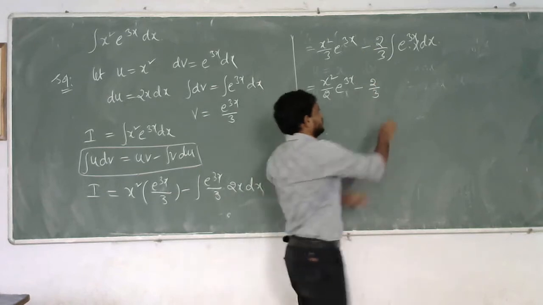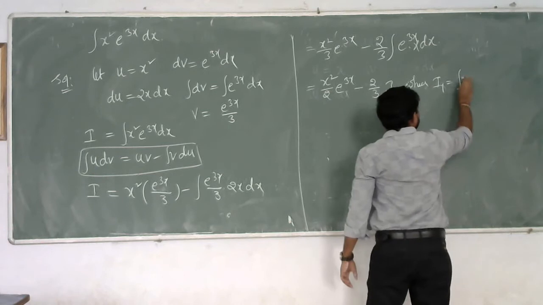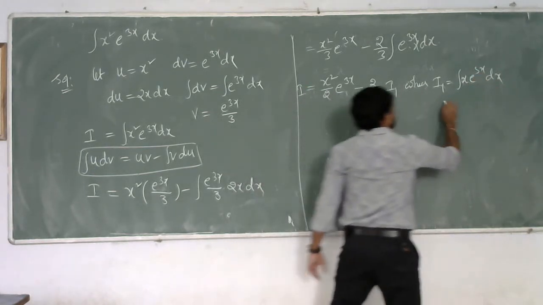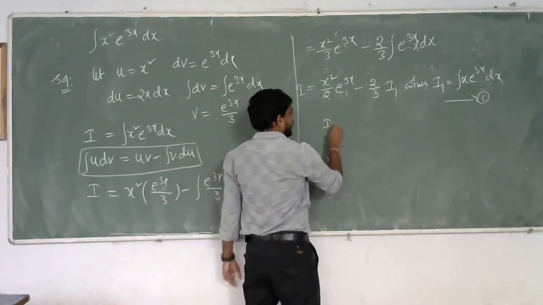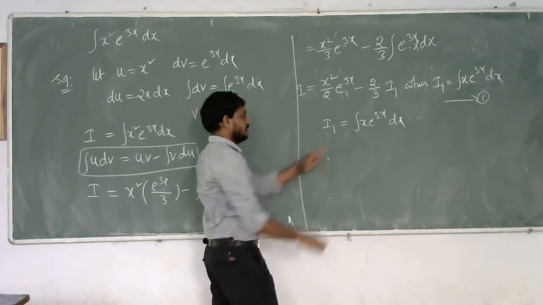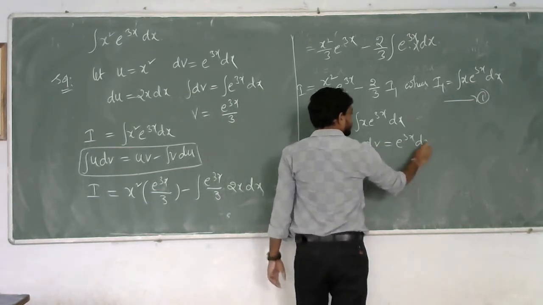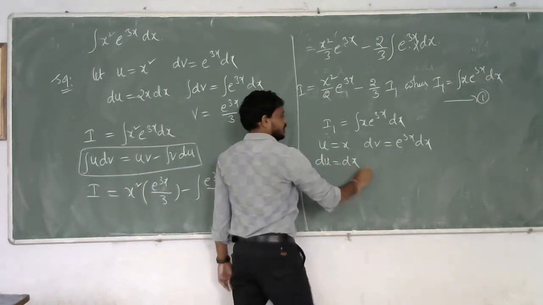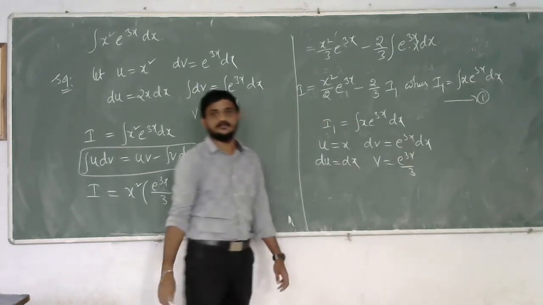Consider that value as I1, where I1 is the integral of x into e power of 3x into dx. Consider this as equation number 1. Now let us solve I1, the integral of x into e power of 3x into dx. Again, u value will be x and dv equals e power of 3x into dx. Next, du equals dx and here v equals e power of 3x by 3 by integrating, right?